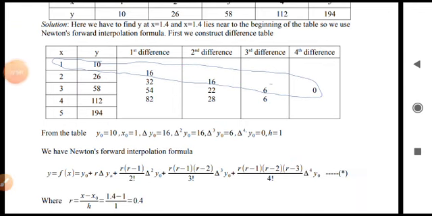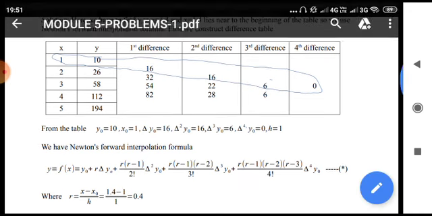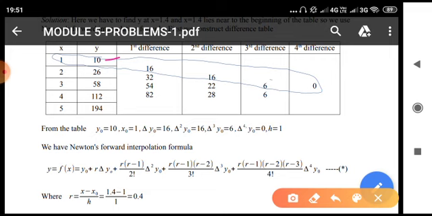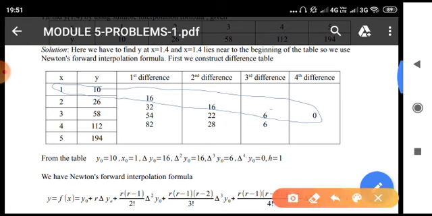For Newton's forward interpolation problems, we use the values of the difference table which is at the top of each column. So from the table, y naught value is 10, x naught is 1, delta y naught is 16, delta square y naught is 16, delta cube y naught is 6, delta to the power 4 y naught is 0. All are the topmost values of each column.